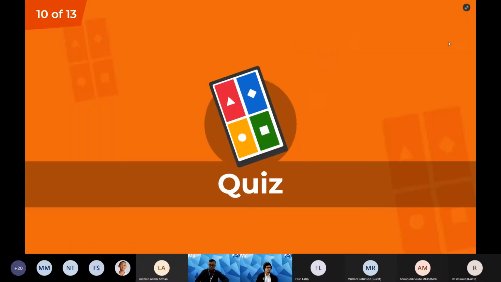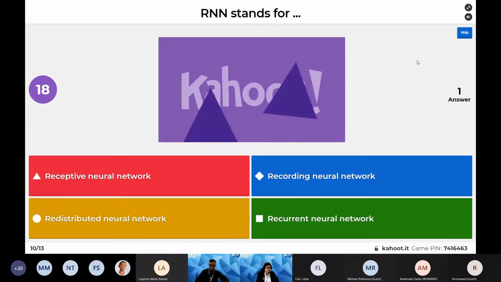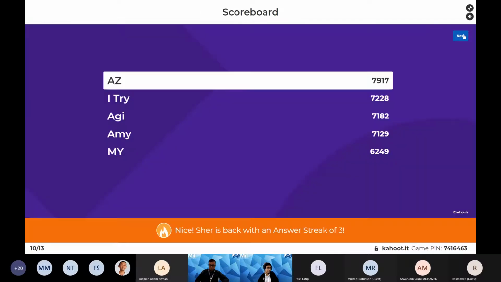Okay. So RNN stands for receptive neural network, recording neural network, redistributed neural network, or recurrent neural network. Awesome. The answer is recurrent neural network. Just a bit less than half. Okay, AZ still holds on to his lead.